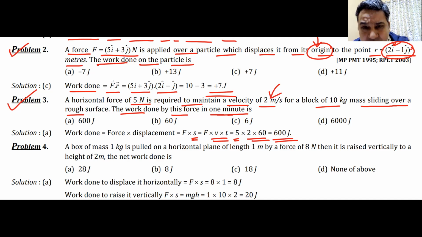Here, angle is not given. So we'll assume that the angle is 0. We have assumed it. If the angle was given, it will be F dot delta S. Doesn't matter. You just have to multiply by cos of the angle. I hope now you are mature enough to get this.